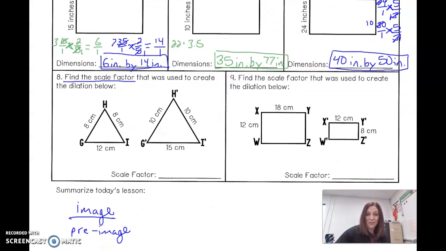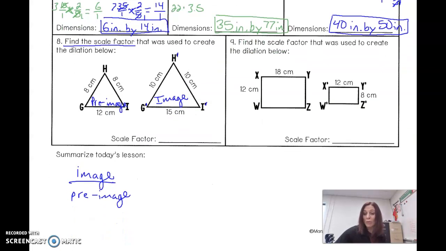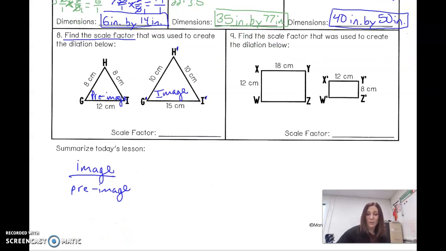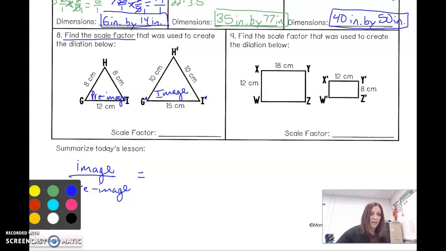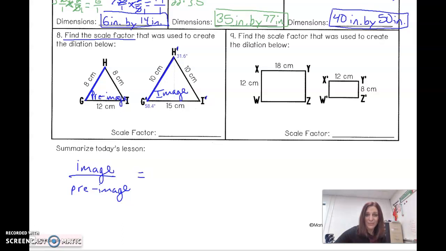How do we know it's pre-image or image? Well, look at my prime markings, right? So this one is my image. This one then is my pre-image. Now, you don't have to do all the sides. Just pick the corresponding sides, meaning, let's say I focus on G to H. Then I am going to focus on G prime to H prime. Okay? Meaning, G prime to H prime, that's my image, is 10.